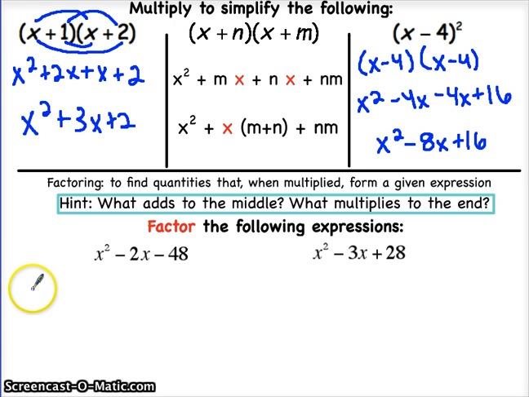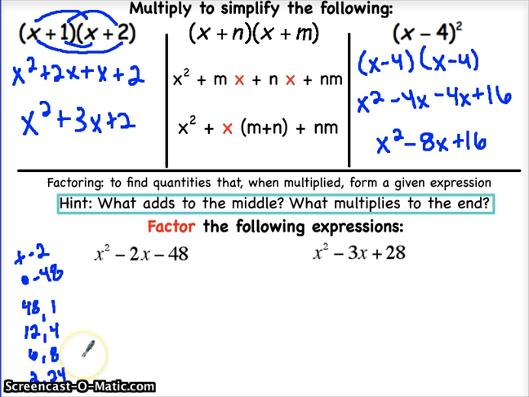So a great idea is to make a list right away. What's going to add to negative 2, add to the middle, but multiply to a negative 48? Well, if we're going to multiply to a negative number, we know that one of the two of them has to be negative. We also know that a couple of numbers that multiply to 48 would be 48 and 1. We can talk about 12 and 4. We could use 6 and 8. And there are many others, 2 and 24.